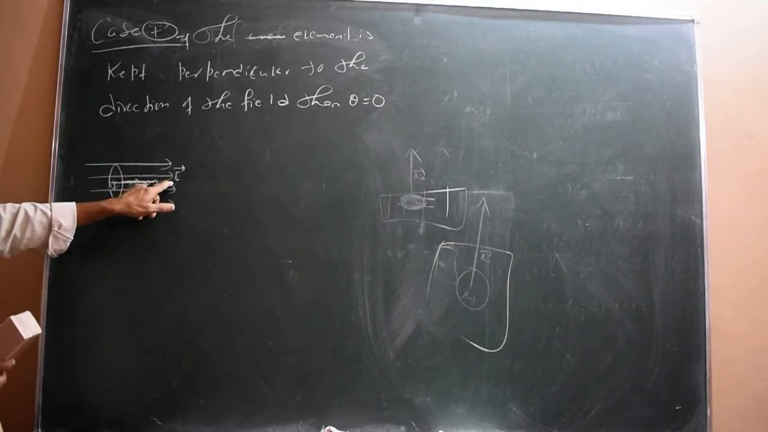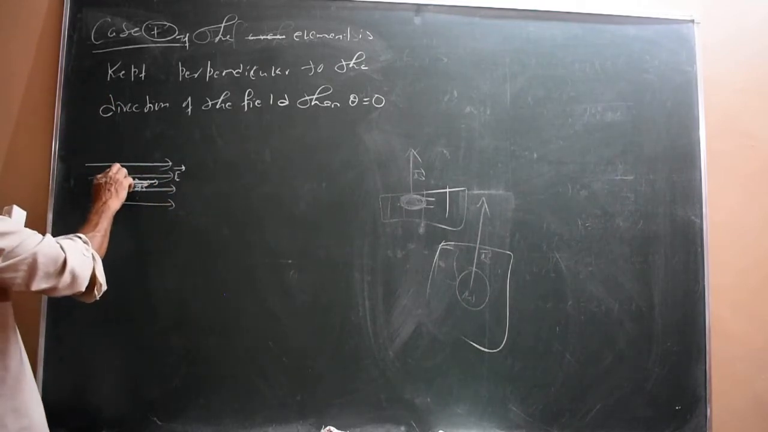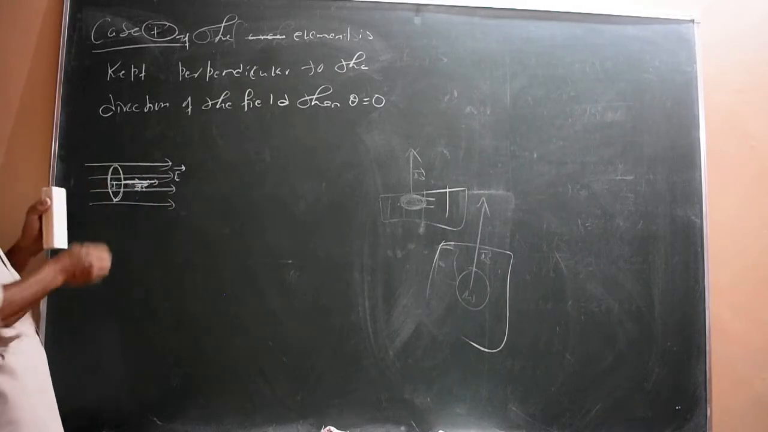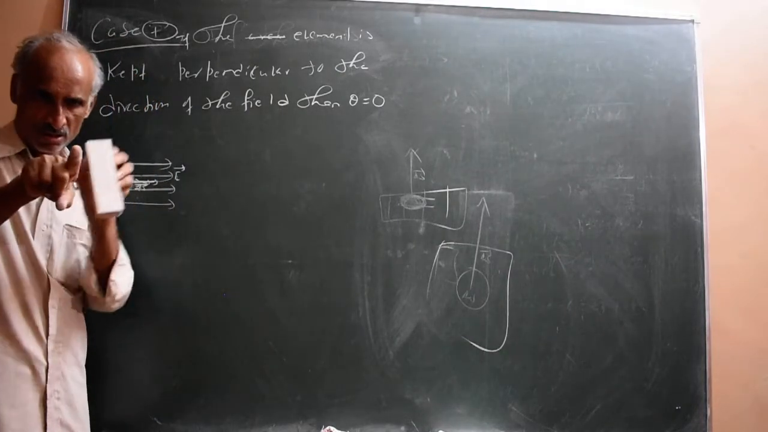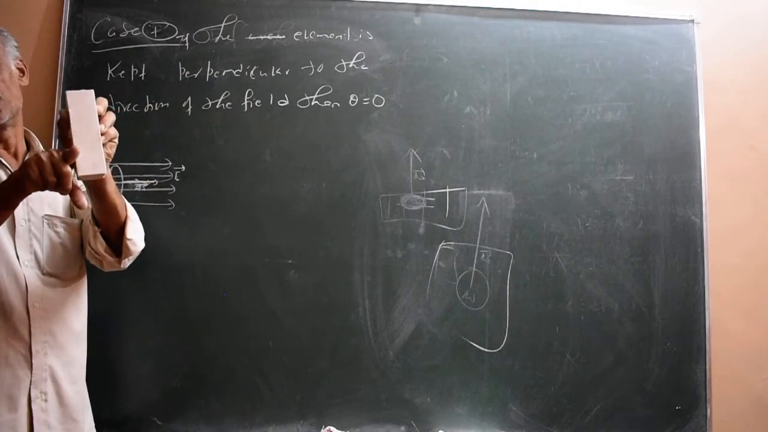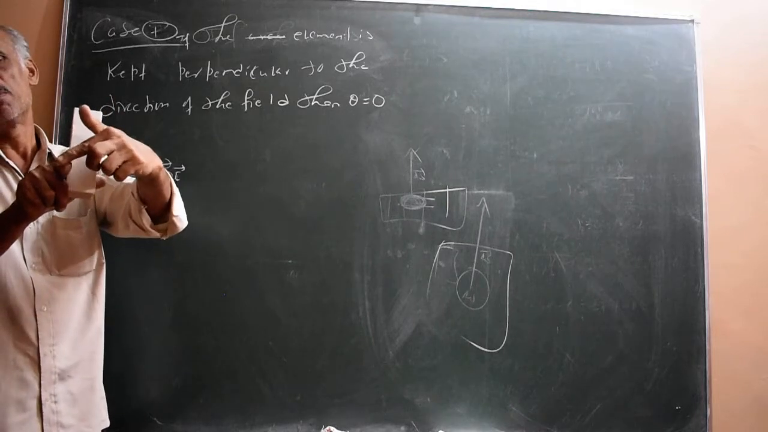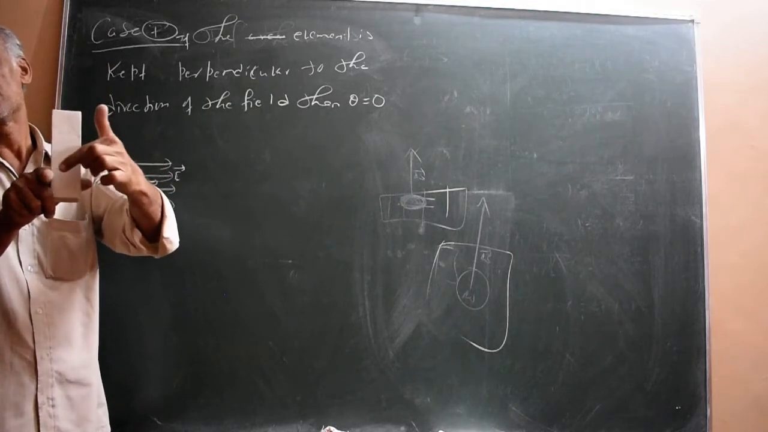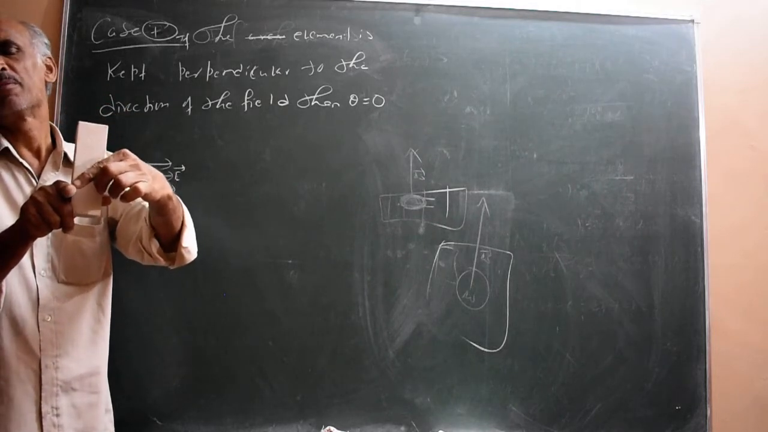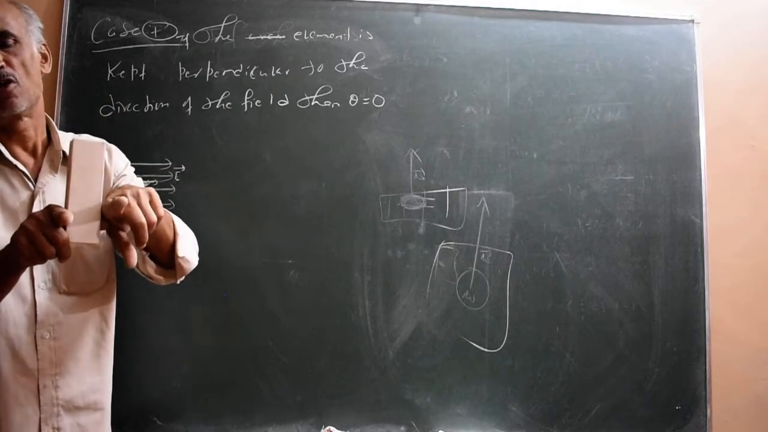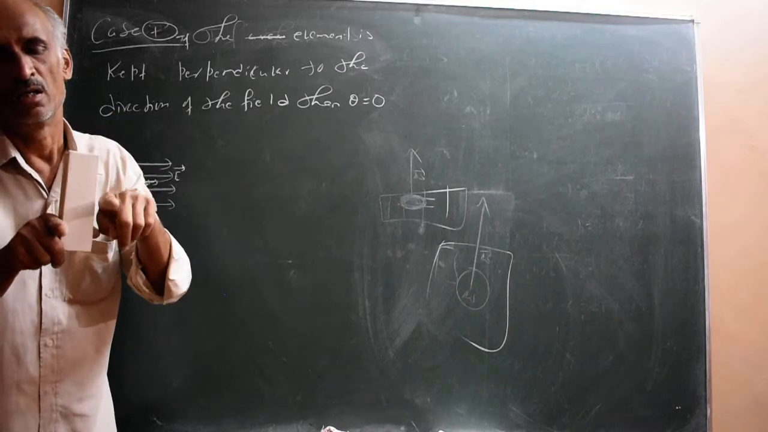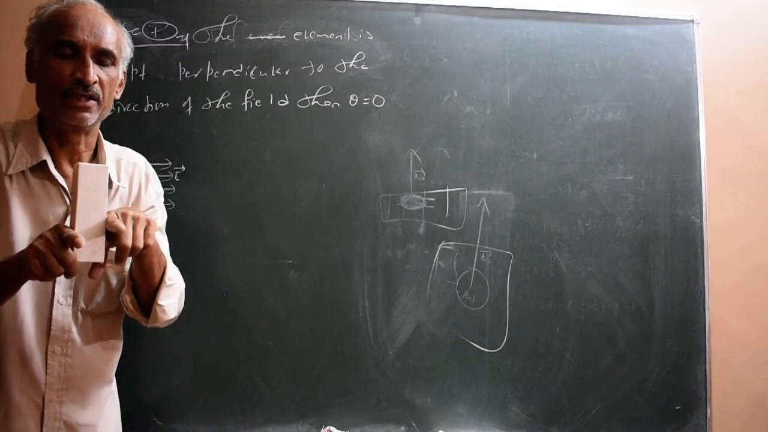In the definition it is taken that the element is actually kept perpendicular to the direction of the field. The field is in this direction, and this is the element, the surface of the element kept like this. Now the angle between the direction of E bar and this surface is 90 degrees. Means element is kept perpendicular to the direction of the field. What is the direction of the field? This is E bar. And this is the direction of the area element delta S bar.